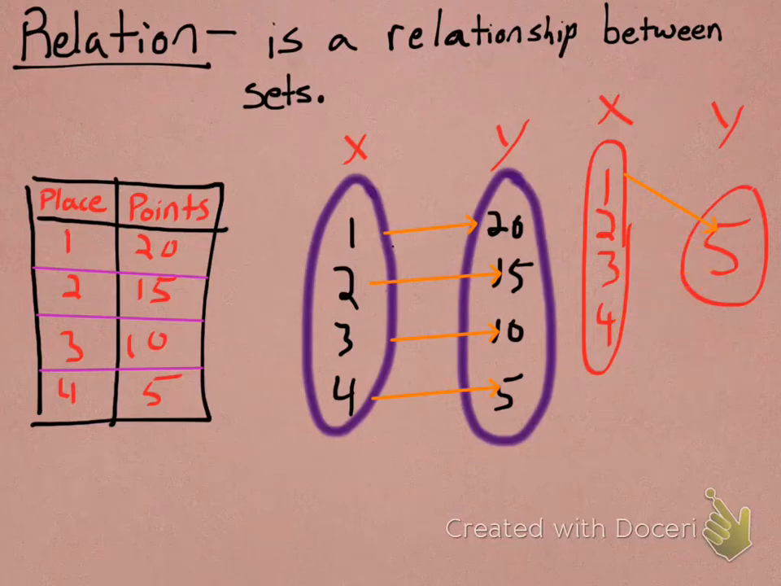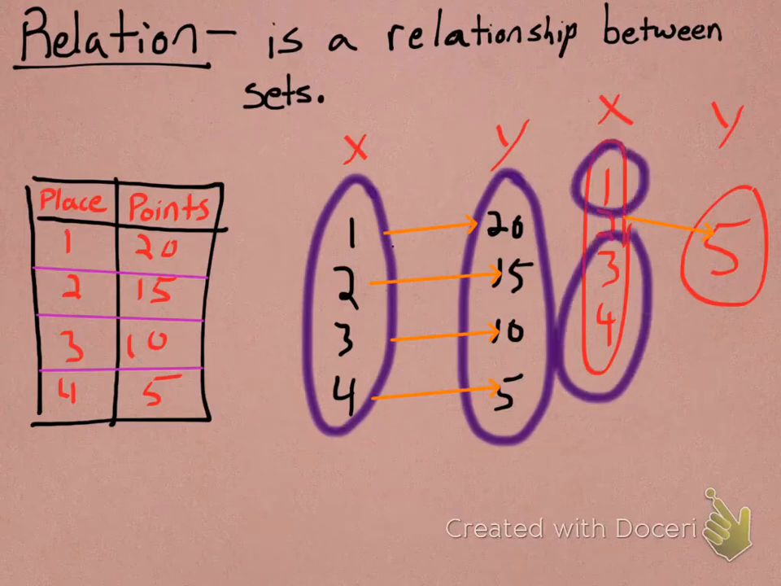Now if it was like this, where only 2 points to 5, that's not a relationship because 1, 3, and 4 don't do anything. They don't even point to anything. They don't have a relationship with anything. They don't go with anything. So that's why that right there would be considered not a relationship.